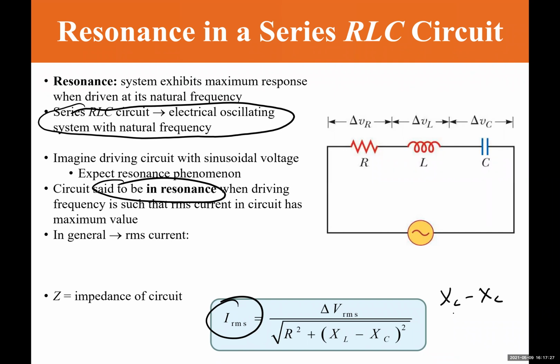So when X sub L minus X sub C is equal to 0, then in your equation you have delta V RMS divided by the square root of R squared plus (X sub L minus X sub C) squared. And in this case, that difference is equal to 0. So your delta V RMS is just divided by the resistor, which means that you only have a resistor in the circuit that opposes the current, instead of also getting help from the reactances.